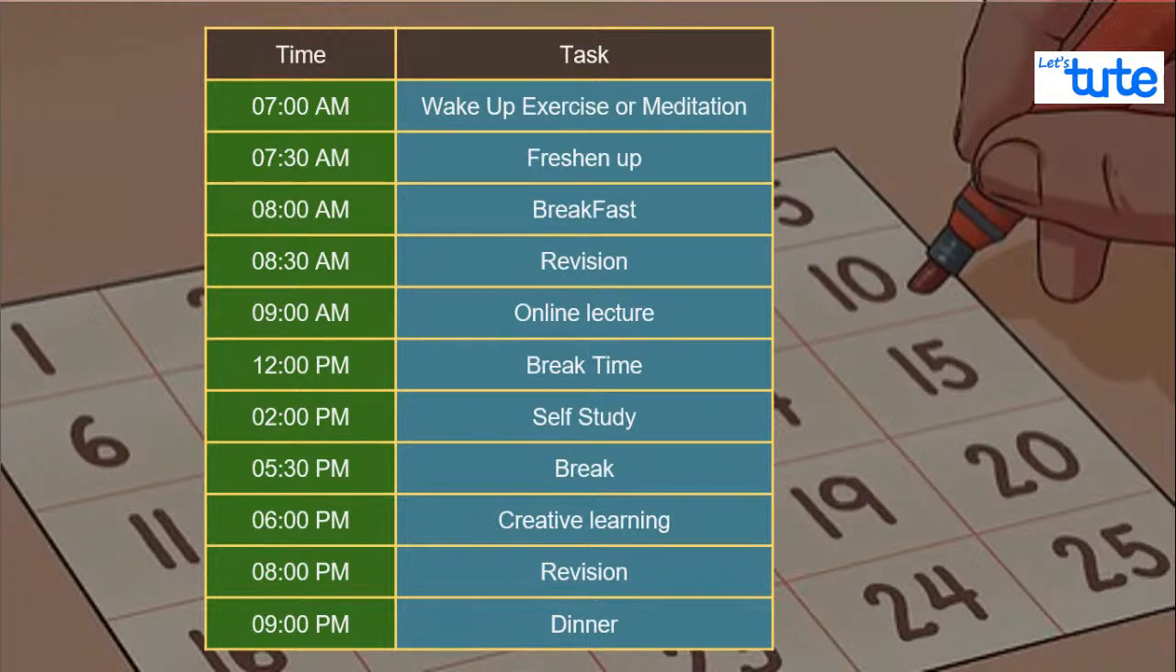Now, let me just continue. So, 12 o'clock, let's say you have a break. 7 o'clock early in the morning, you get up. Then 7:30, you meditate. After that you freshen up and take a bath and everything. Then at 8 o'clock, let's say you're talking to your mom and dad, and by 8:30 you have your breakfast.